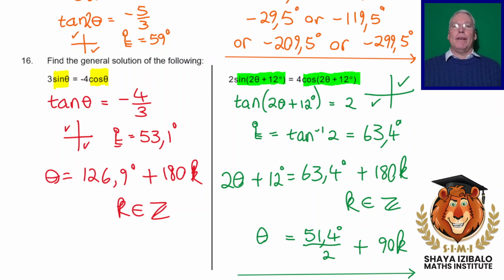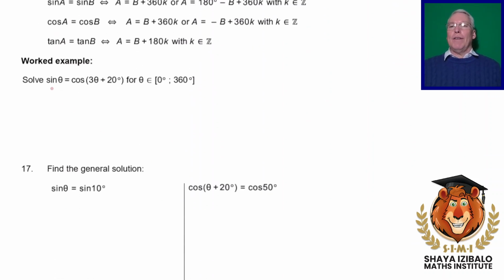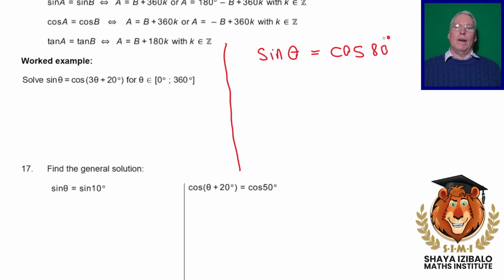Today we're going to look at something that's similar but different. We have sine and cos, but acting on different angles. Now, before we do this question, we're going to do a much simpler one on the side here. All right, suppose we had sine theta is equal to cos of, say, 80 degrees, right?